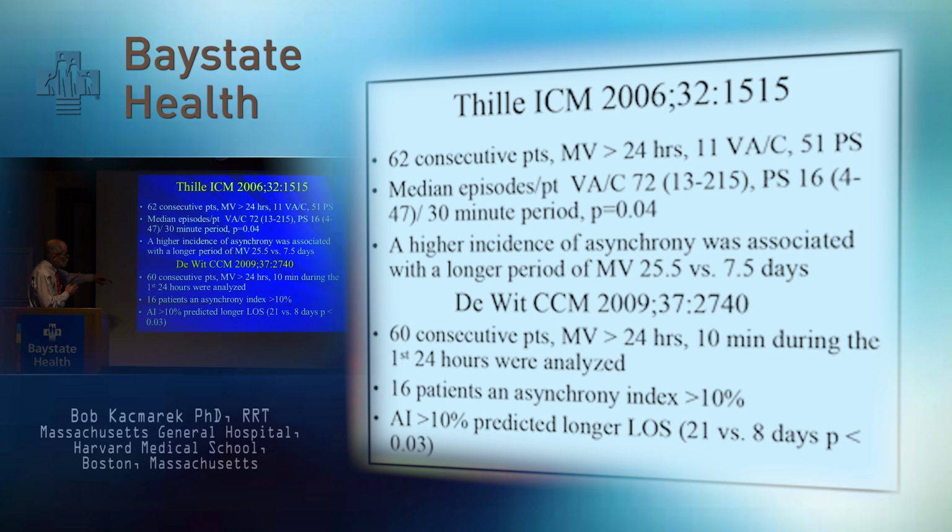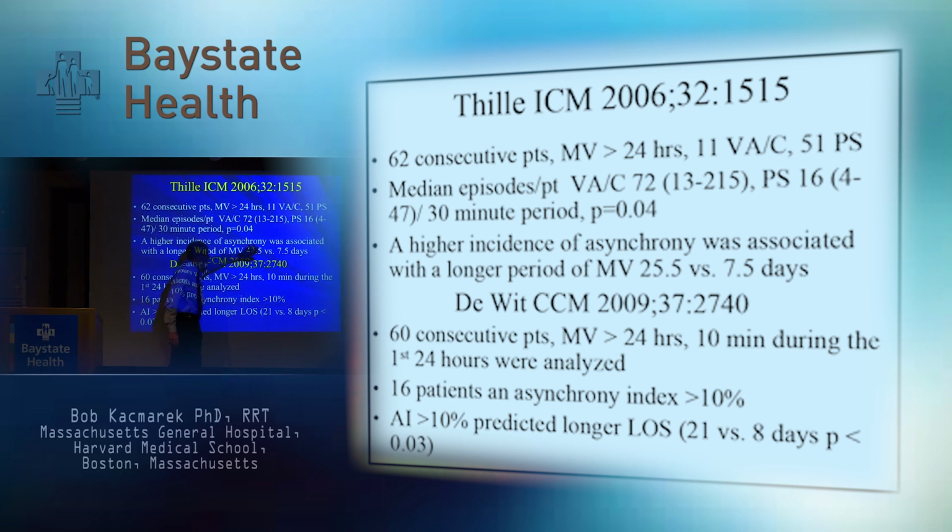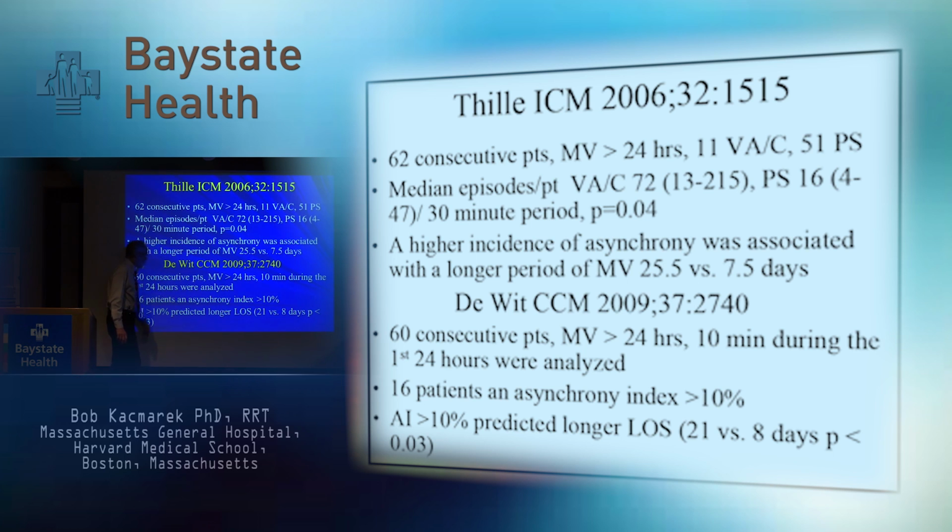These are the first two studies, and they looked at an asynchrony index of greater than 10%. Now what that means is that 10% of the patient's efforts were asynchronous. Missed triggers, double trigger, whatever the case may be, they were asynchronous. So 10% overall ended up to be asynchronous in the patient's overall activity. This group from Laurent Brochard showed an increased length of time of mechanical ventilation in those with a high asynchrony index. This group showed an increase in the length of ICU stay with a high asynchrony index.